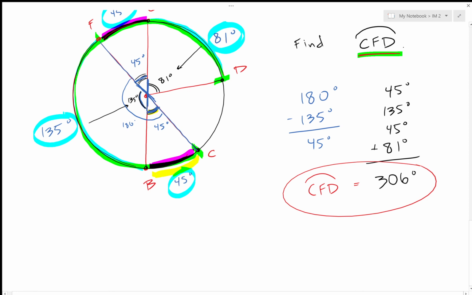So we're doing a lot of puzzle solving today. Sometimes the problems get a little bit tougher, but we have to use our central angles and remember that that flat line through the middle is 180 degrees.